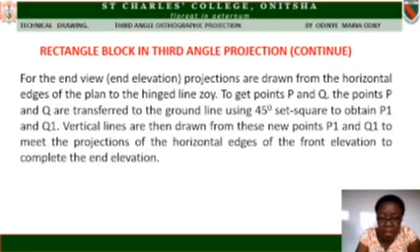For the end elevation, projections are drawn from the horizontal edges of the plan to the hinge line Z O Y to get points P and Q. The points P and Q are transferred to the ground line using a 45 degrees set square to obtain P1 and Q1. Vertical lines are then drawn from these new points P1 and Q1 to meet the projections of the horizontal edges of the front elevation to complete the end view. Remember, the distance from the bottom of the front elevation to the XY should be equal to the distance from the XY to the top of the front elevation.